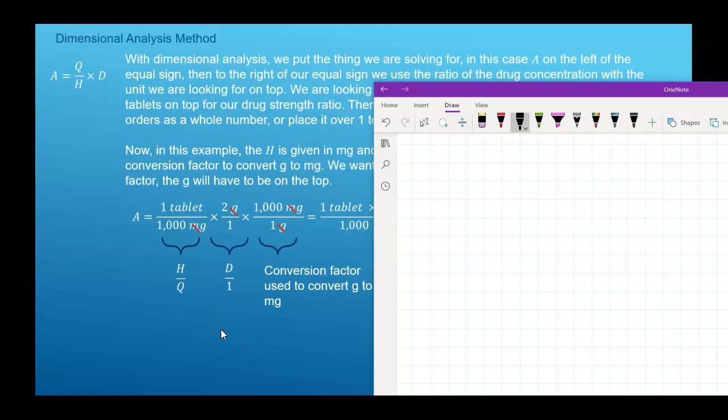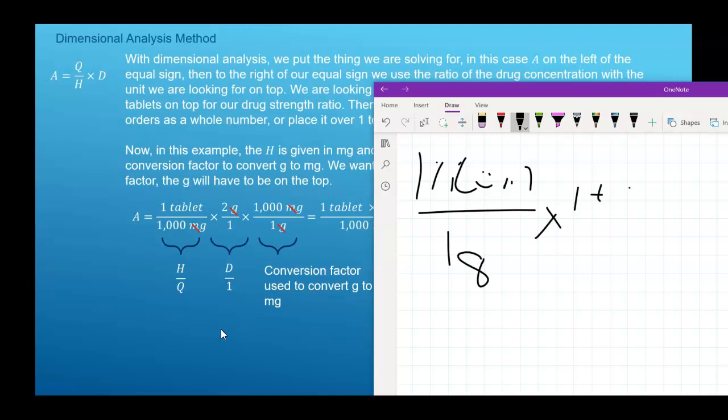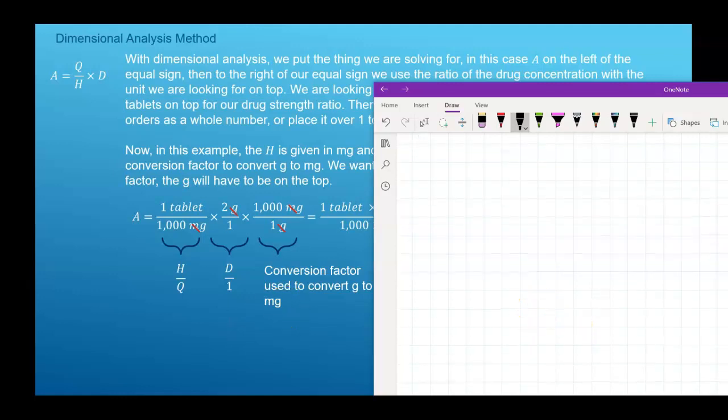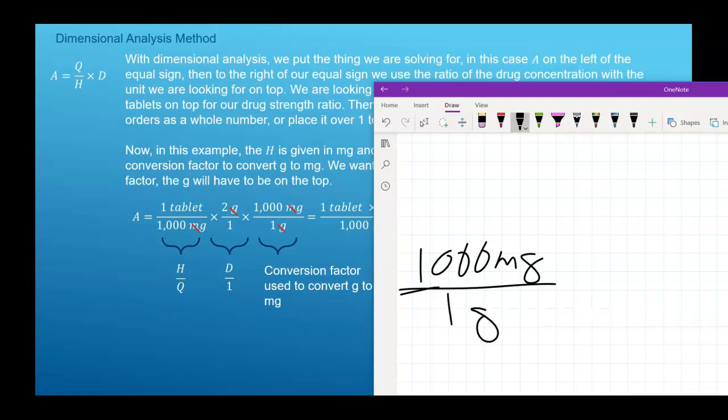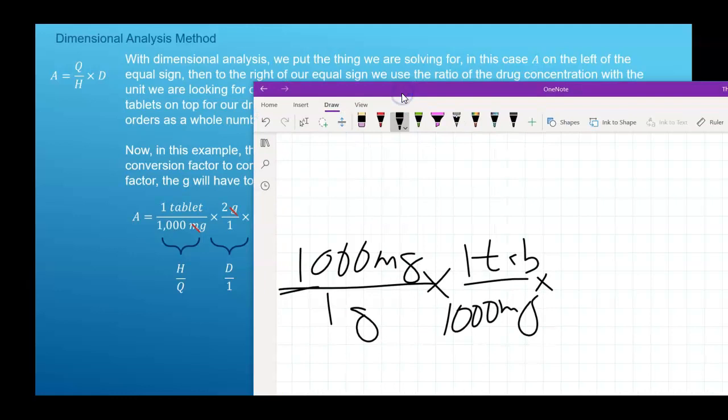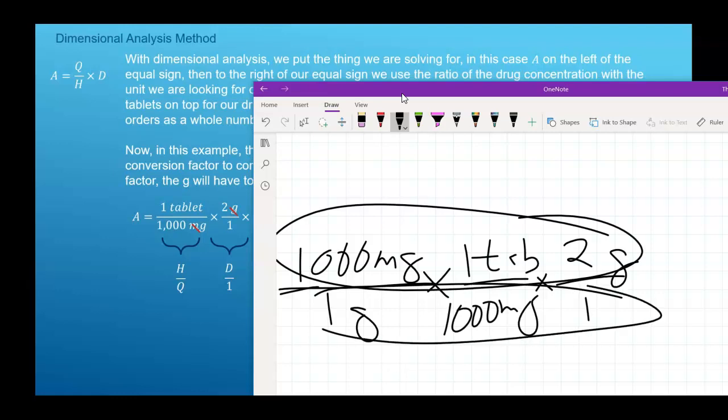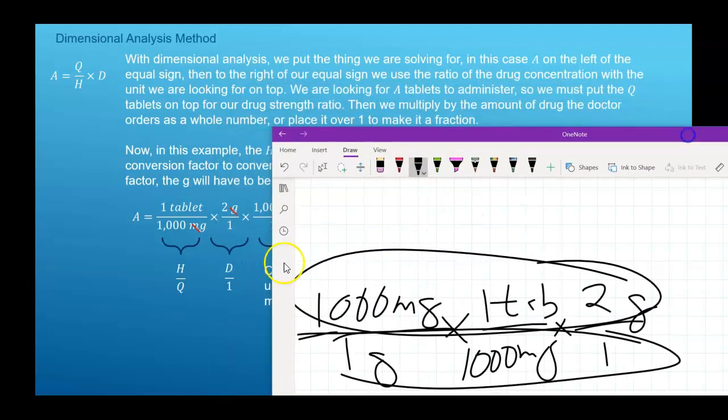If I did the 1,000 milligrams over 1 gram times 1 tablet over 1,000 milligrams times 2 grams over 1, I'm still going to get 2,000 on top and 1,000 on the bottom. Because when you're multiplying numbers, the order does not matter.